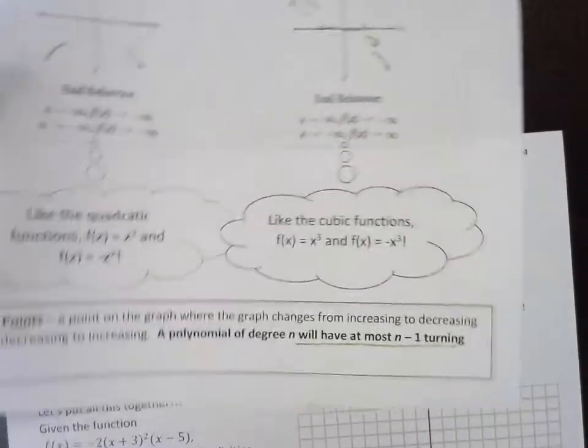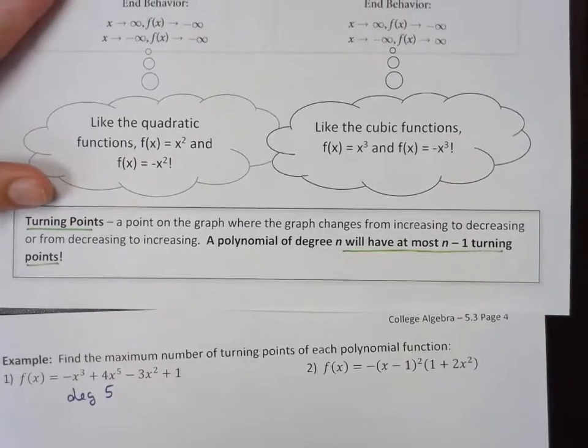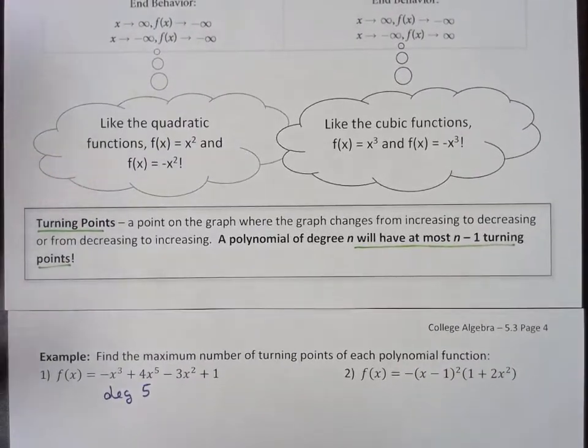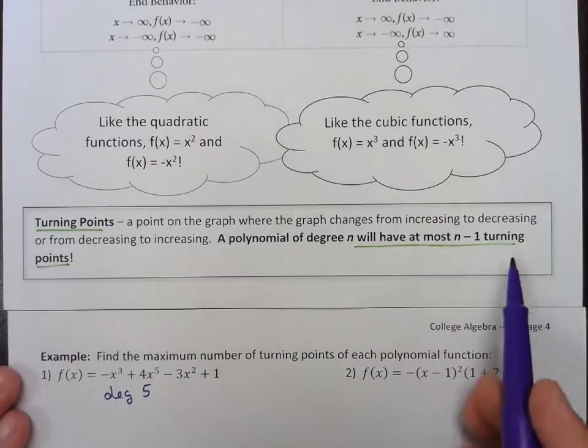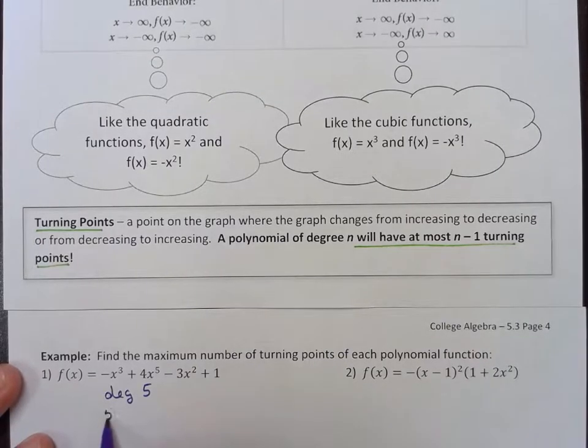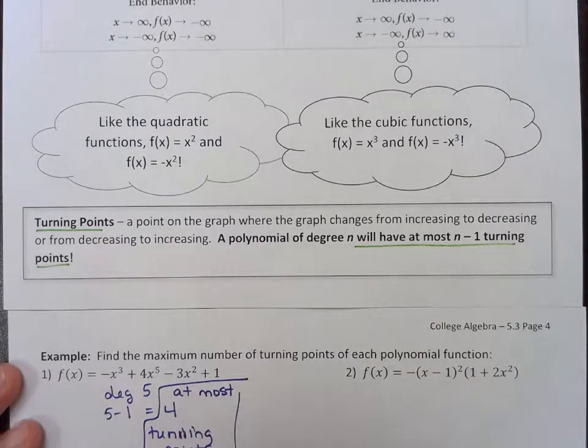I don't think I can squeeze all that on here. There we go. So if we have at most n minus 1, we have at most 5 minus 1 or 4 turning points. Now remember, this is at most, so it's 4 or less turning points.